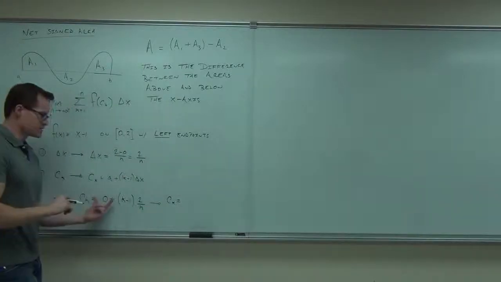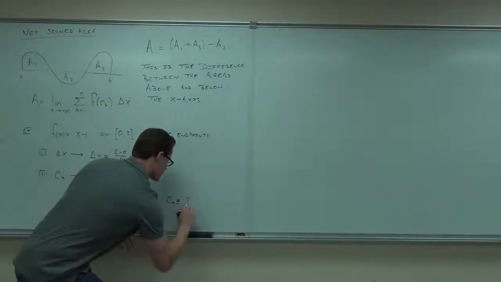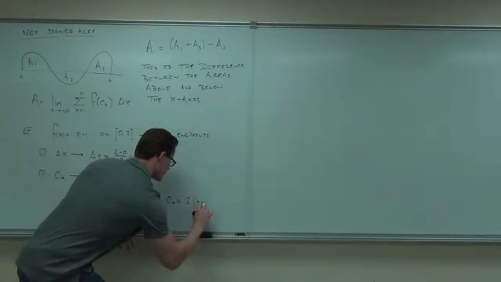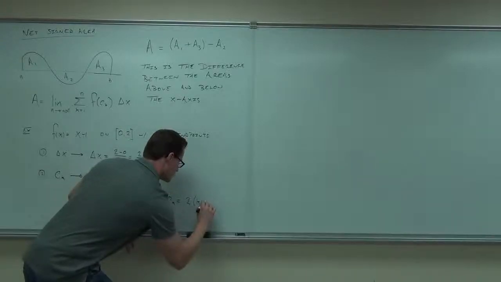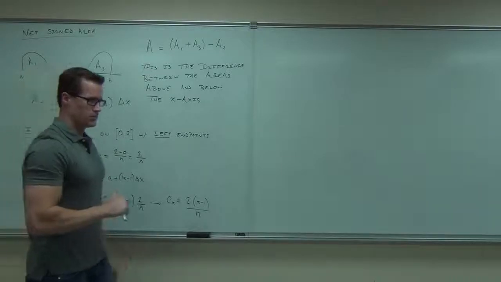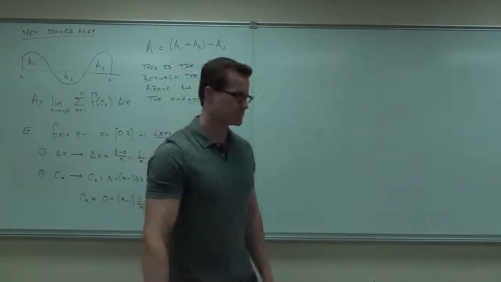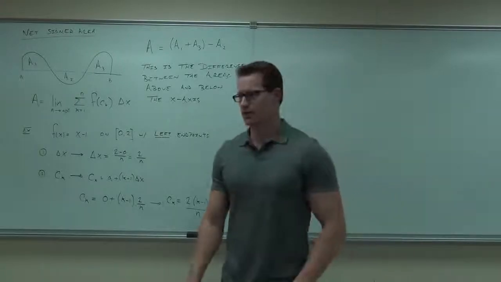So c sub k, 0 does nothing. You have 2k minus 1 over n. Don't distribute, and I'll tell you why later. You're just going to have to re-factor out anyway if you do distribute.